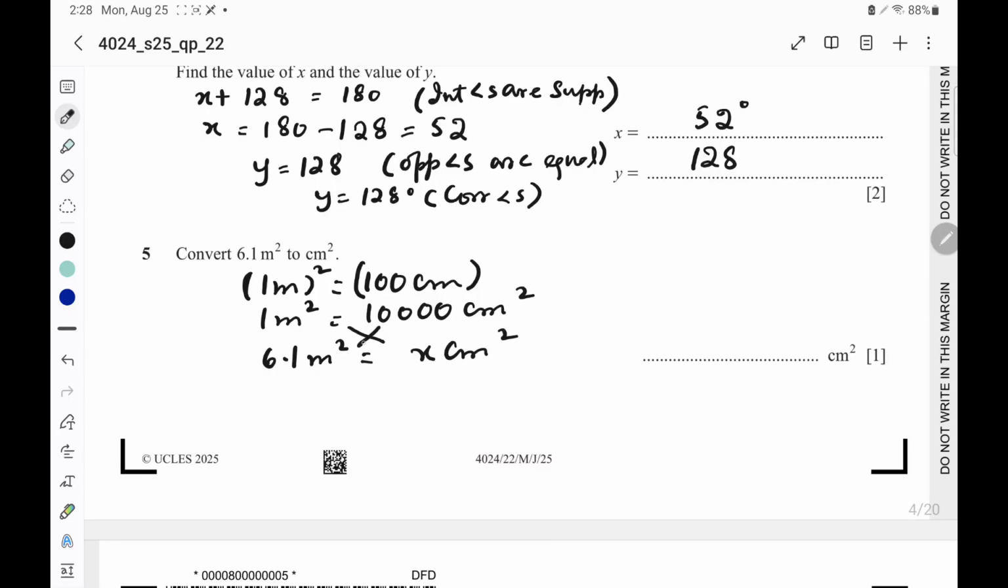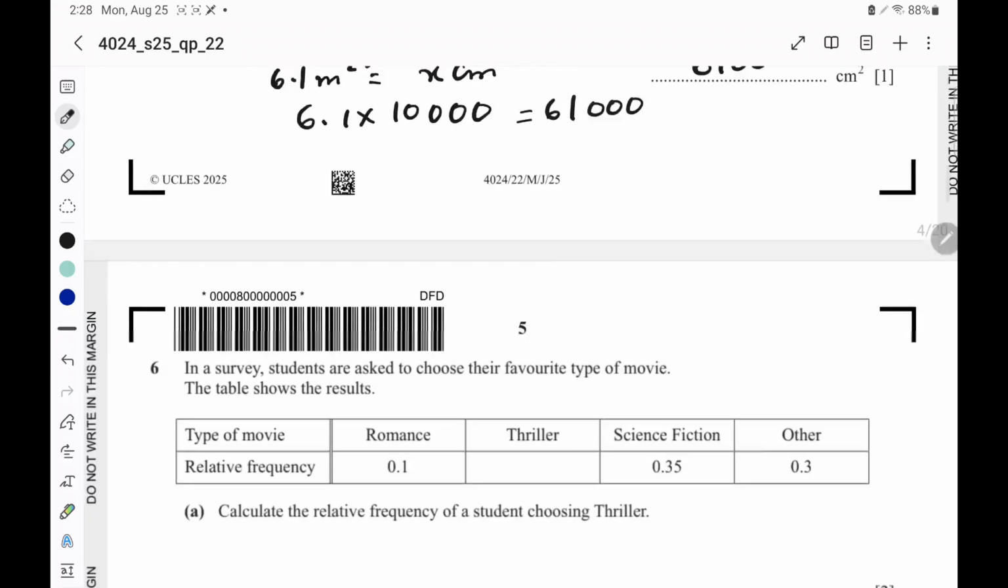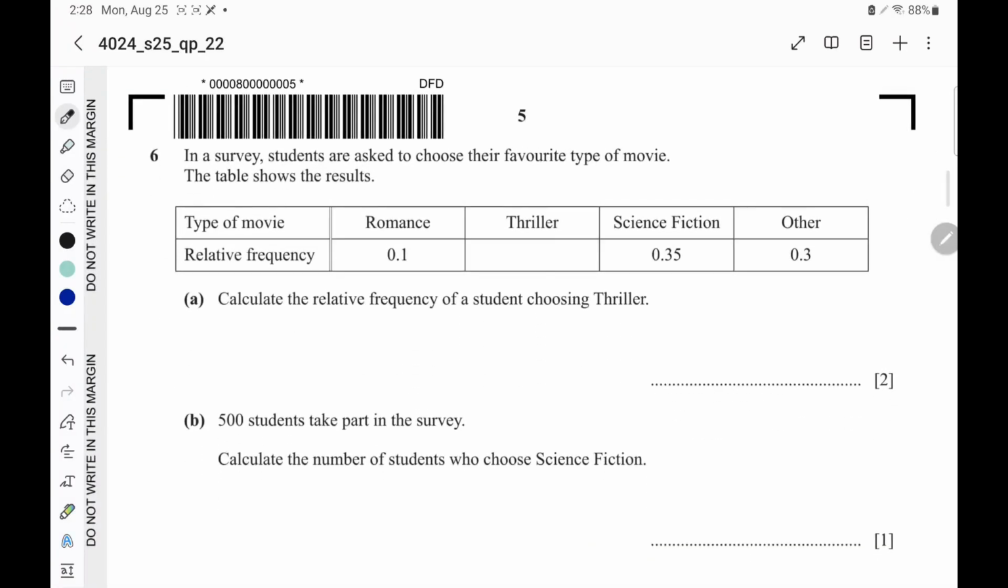Simply cross multiply, and you have to multiply 6.1 times 10,000. You can calculate with the help of the calculator, and you know that it is 61,000. So this is 61,000 square centimeters. Come to this one, question number 6.